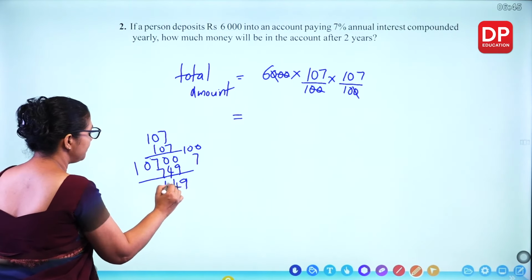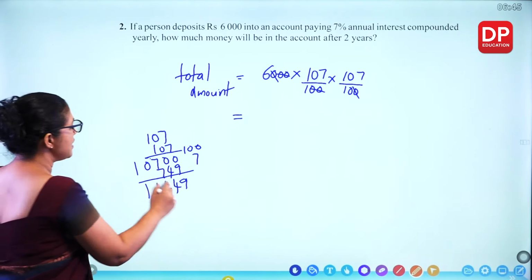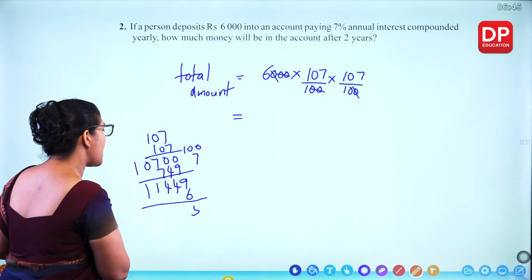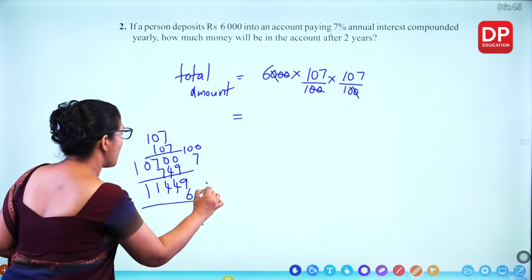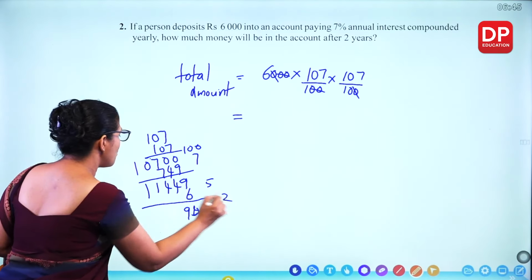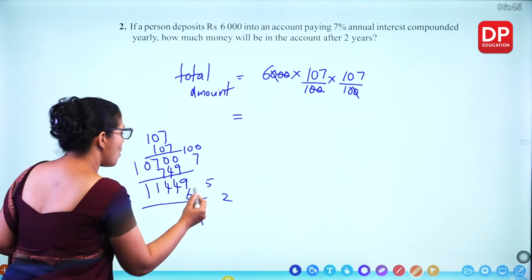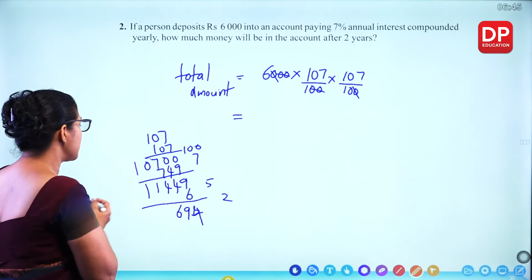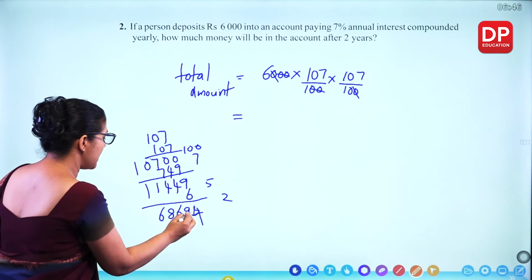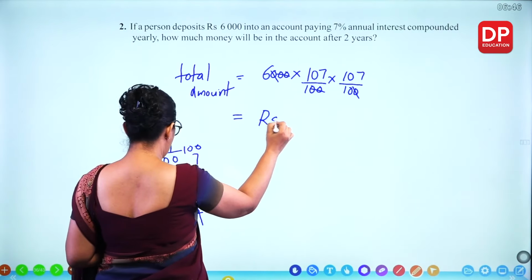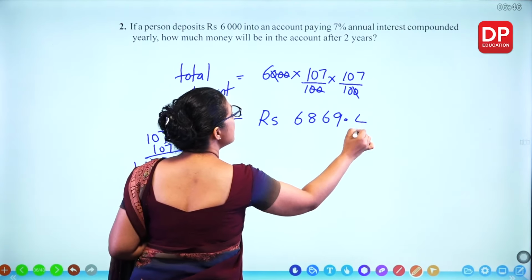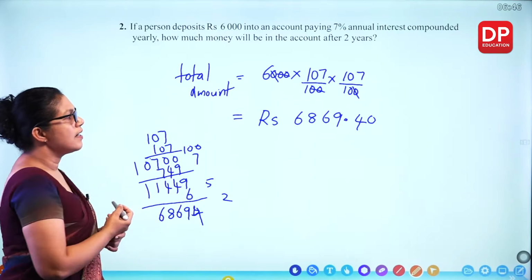Add it together. You get this amount and multiply by 6. 6 times 9, 54. 5 remaining. 6 times 4, 24 plus 5, 29. 2 remaining. 24, 26. 2 remaining. 6 plus 2, 8. 6. And then you have to divide by 10. So what's the total amount? 6,869 and 40 cents.